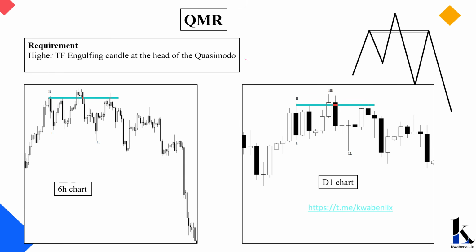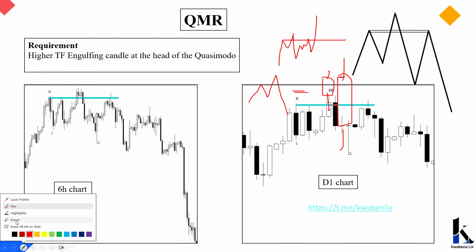If you want a proper Quasimodo, because the market can do this and still go up, a failed Quasimodo, then it should have a higher time frame engulfing. So you see the pattern, then you change to a higher time frame, and you have to see an engulfing. That is your validation.